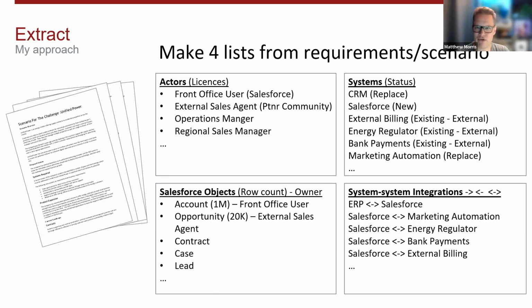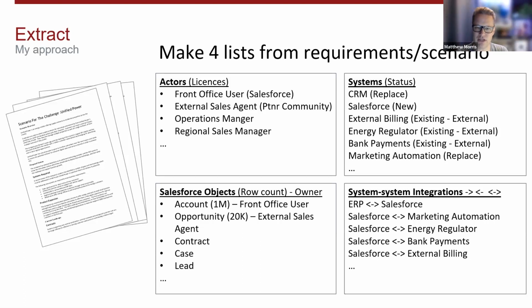So what we're interested in as we read through the document are, who are the actors? So who's going to be using the system? We need to know that because they're going to need licenses. We're also going to need to detect what are the systems. And sometimes these are listed up front, which is always very useful. Other times you might have to infer, some mention of a finance, is sent to finance. Well, there's probably going to be a system there.